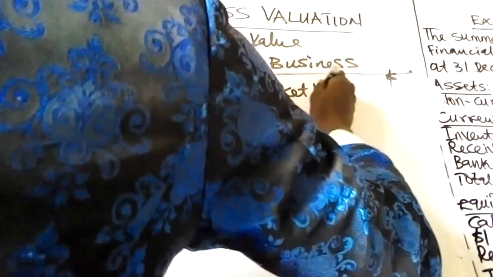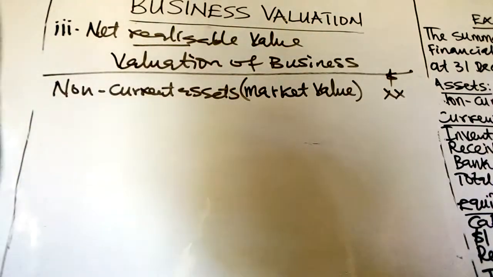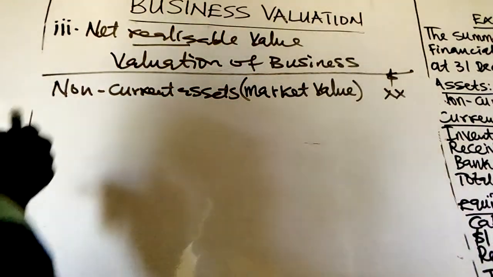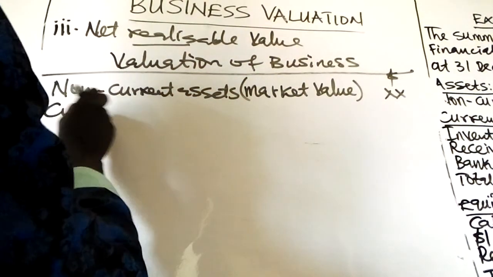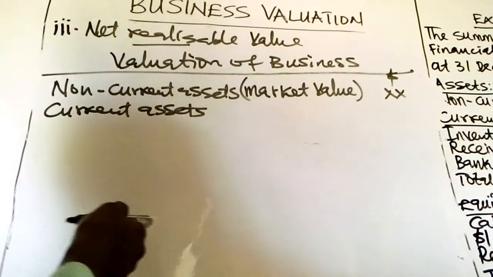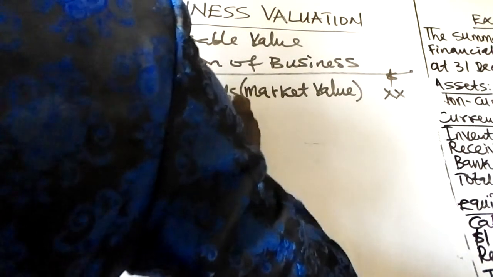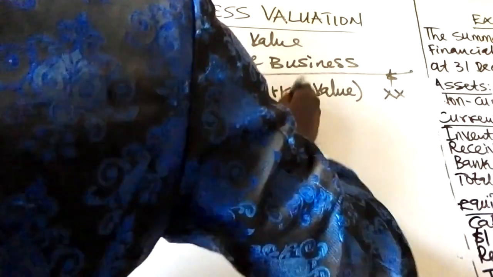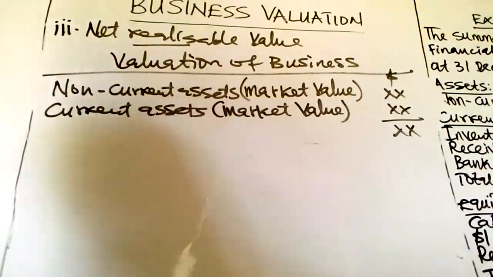Market value of the non-current asset. By market value, we mean the amount at which those assets could be sold. Then we also have the current assets. If you don't want to call it market value, say at their realizable value. Realizable value: the amount at which they could be sold. So, the current assets, then you have the total assets.